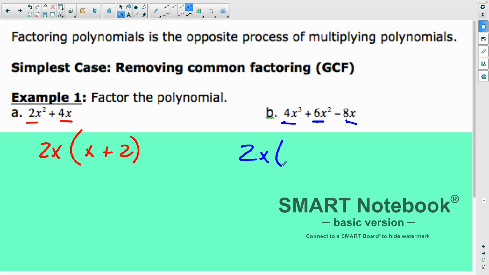So if I were to take that out, that leaves me 2x squared. That leaves me 3x, and that leaves me negative 4. So I have taken out my greatest common factor. That's our single most important rule. I'm going to start there every time. If I have a greatest common factor, I'm going to remove it.